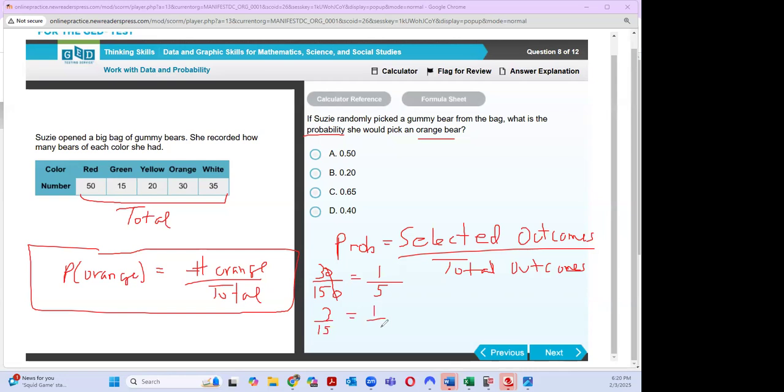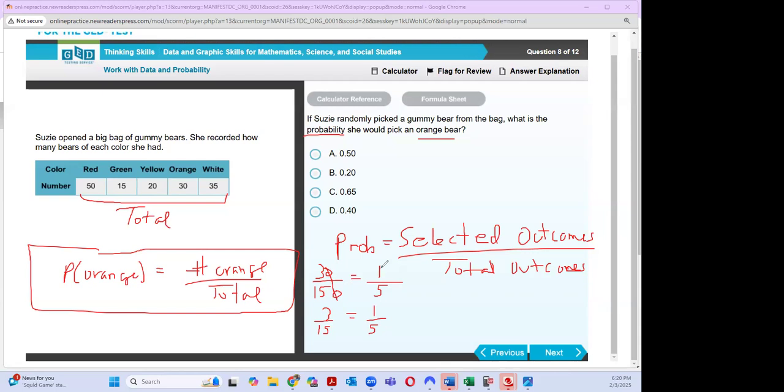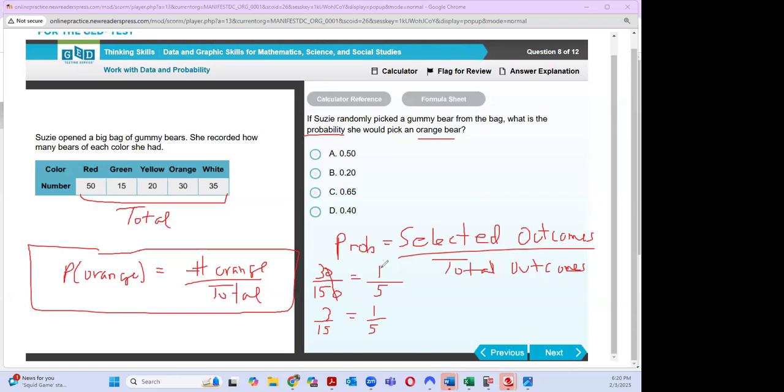3 goes into 3 one time, 3 goes into 15 5 times. Thank you for getting me to think like that, but that's part of math. This is why in my free math course, I have a section on multiplying and dividing by 10, because you have to know those shortcuts. Math is about patterns and repetition.